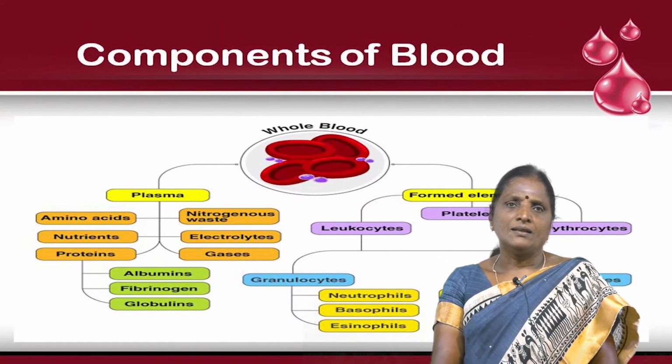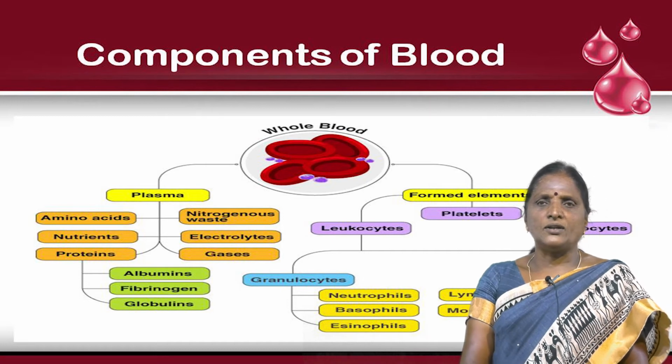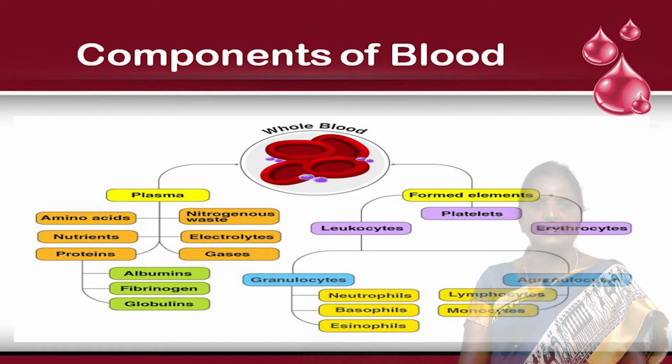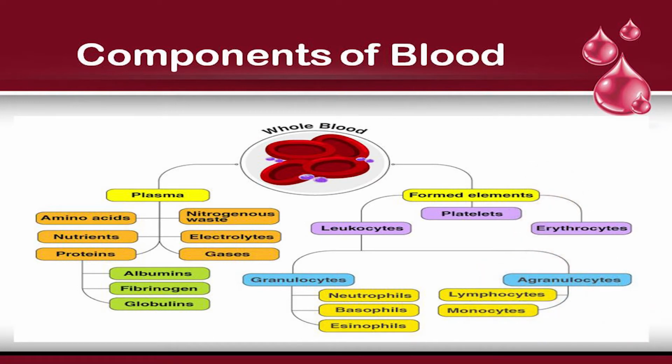Components of blood. So it is made up of plasma and formed elements. Plasma comprises amino acids, nitrogenous waste, nutrients, proteins, electrolytes, gases, albumins, fibrinogen and globulin. Formed elements are made up of leukocytes, erythrocytes and platelets. Leukocytes comprise granulocytes and agranulocytes. Granulocytes comprise neutrophil, basophil, eosinophil. Agranulocytes comprise lymphocytes and monocytes, and then erythrocytes.